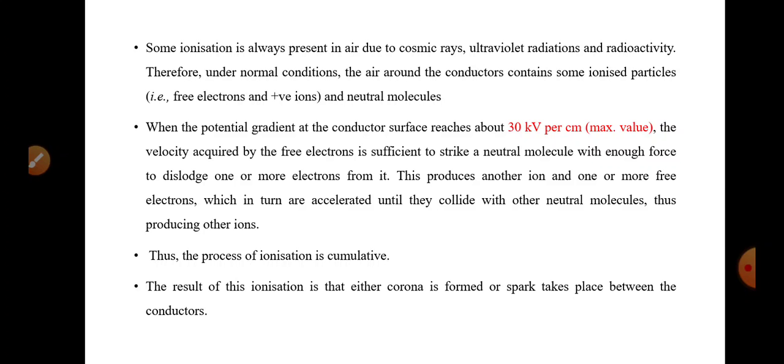So when a potential gradient of 30 kilovolt per centimeter appears across this conductor surface, the velocity of the electrons will increase and it will strike more neutral molecules, liberating more electrons. This produces another ion, and this will accelerate, and this will again collide with another neutral molecule. So this is a cumulative process, and this production of electrons will result in corona.